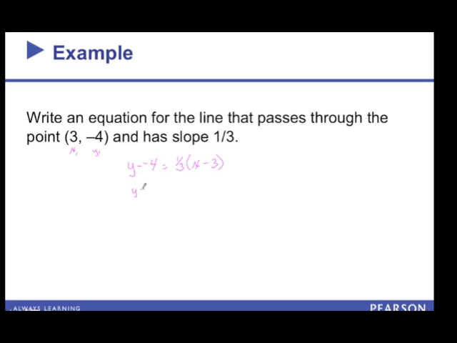So it'll be y plus 4 equals 1/3 times x, and 1/3 times -3 is -1. Now we'll want to get the 4 to the other side by subtracting 4 from each side. y equals 1/3 x minus 5. And this becomes our equation.